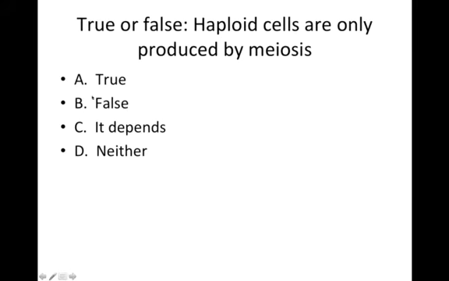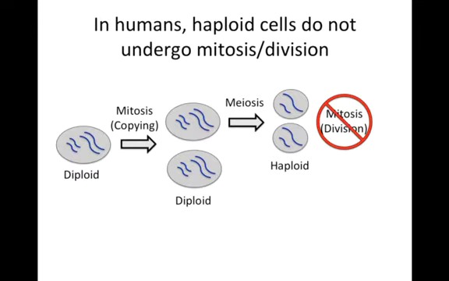Okay, so in fact, kind of any one of these answers would be correct, surprisingly. The strictest answer is that neither is true, as we'll learn. But a lot of you will have answered true because in humans, it's the case that haploid cells are only produced by meiosis. So let's dig down a little bit further into this.